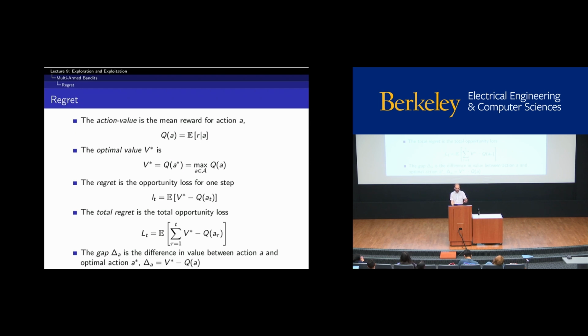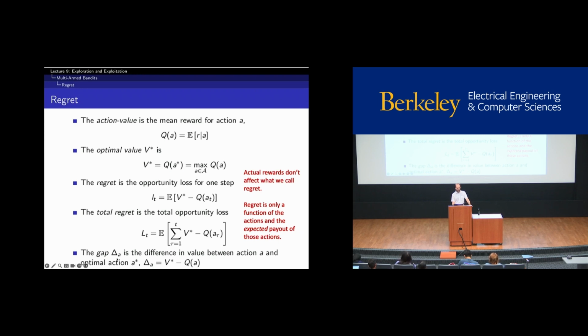Here are these definitions again, in case you've forgotten them. It's kind of a lot to take in. This is the action value. This is the optimal value. The regret is the expectation of the optimal value minus the action value, and then the total regret is summing over all that time.